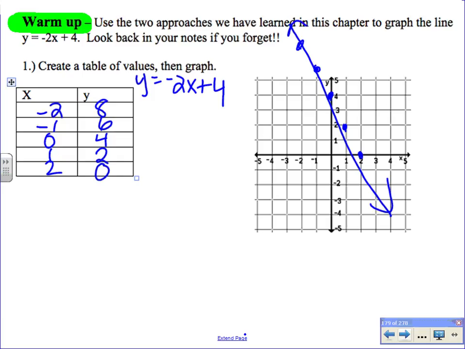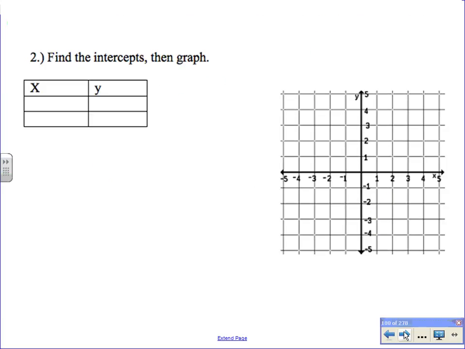And number 2, find the intercepts. We're still using y equals negative 2x plus 4. So this is just another way to graph that we learned instead of using a table. So what are the 2 intercepts? Amberly. Right, 2, 0 and 0, 4. And a line through those 2 dots. You get the same exact line, just 2 different ways to graph it.